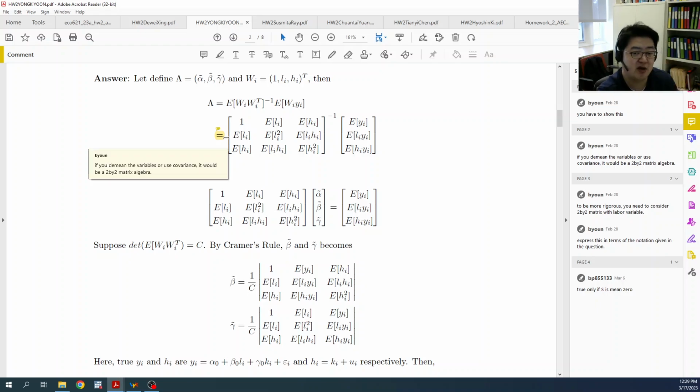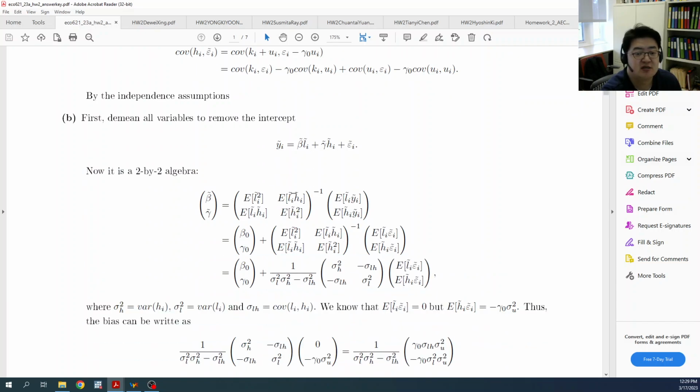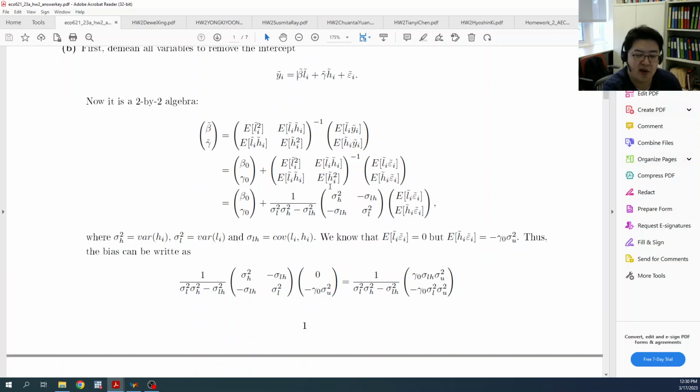At least in my course, I'm not going to ask you to do 3x3 matrices, but at most 2x2 is the maximum. So what you have to do here is just demean all the variables. This is the technique I introduced at the beginning of the course. Because this is useful, it will save a lot of work. After demeaning all variables, you can remove the intercept, and just replace everything with tilde variables. And then it is 2x2 algebra, which is much easier. Still annoying, but it's possible, right?